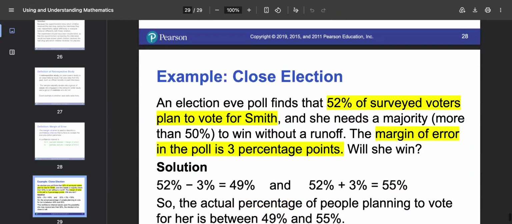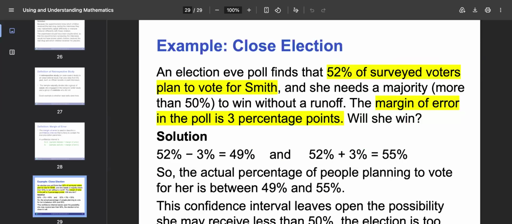So here is an example of that. An election eve. Elections crack me up because of how many stats there are and how much people misunderstand the stats. And here's a perfect example. An election eve poll finds that 52% of surveyed voters plan to vote for Smith. And she needs a majority, more than 50%, to win without a runoff. Okay, so if she gets 50.01, she has won. Okay, the margin of error in the poll is 3 percentage points.